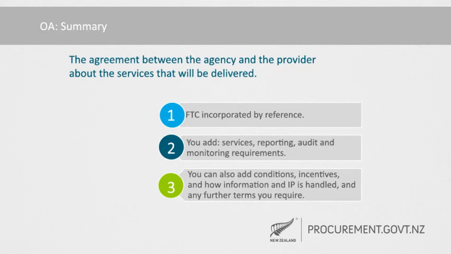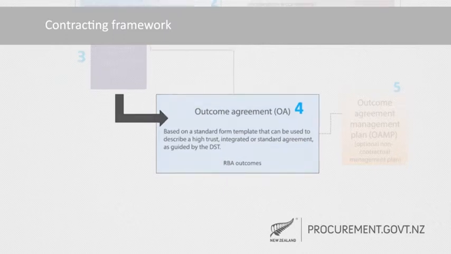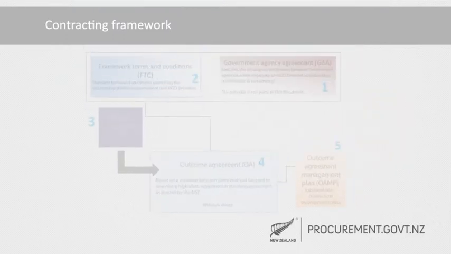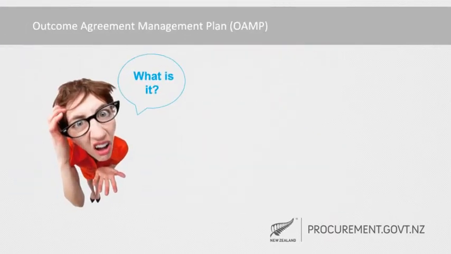You can also add conditions and incentives, and you can document agreements about how confidential information and intellectual property will be dealt with, and any further terms both parties require and agree. That's the outcome agreement. The last part of the contracting framework that we're going to look at is the Outcome Agreement Management Plan. The Outcome Agreement Management Plan is a contract management tool which is designed to be used once the outcome agreement is in place.